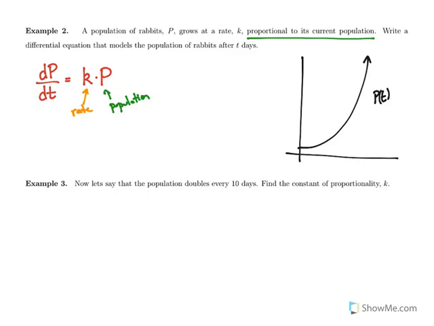All right, so now let's look at a specific example where we can put some numbers to this. Let's say the population doubles every 10 days. Let's find the constant of proportionality, that is k. What is this rate that we're looking at here?